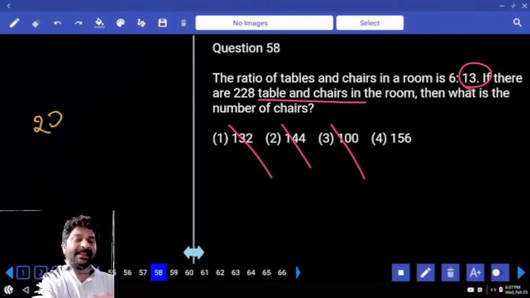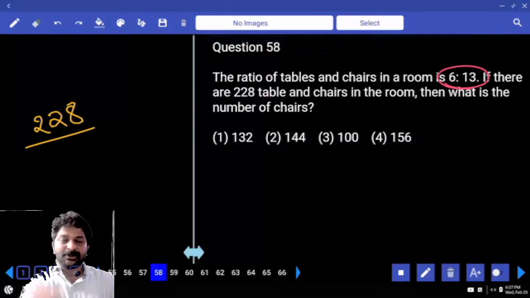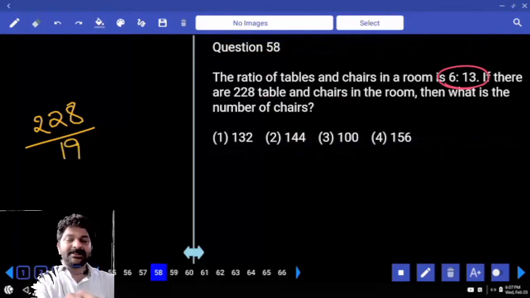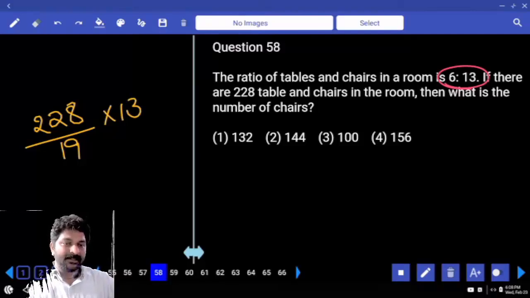Otherwise, 228 is the total number of tables and chairs together. In terms of number of parts, both together is 19 parts. Number of chairs is 13 parts. So we have to calculate 228 divided by 19, into 13. And again you can go for last digit verification also. Come on.